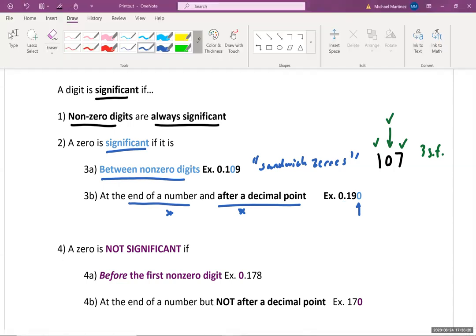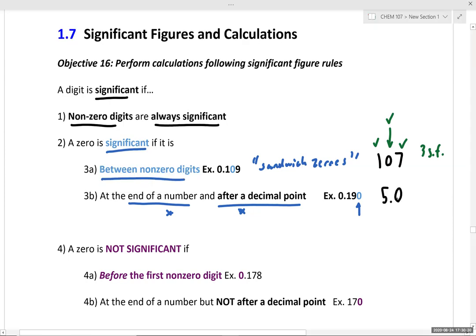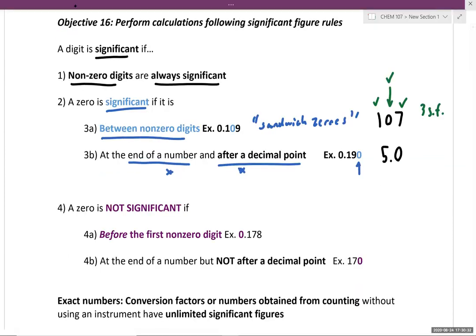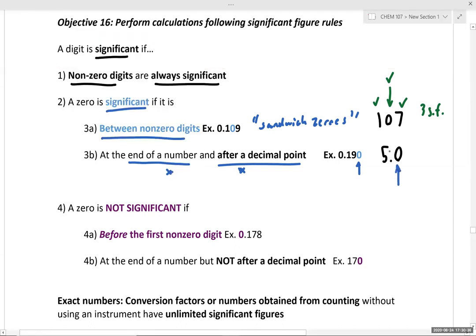The second case where a 0 is significant is if that 0 is at the end of a number and after a decimal point. So it has to meet both of these conditions. Another example of this would be 5.0. If we look at the 0 at the end of 5.0, it is clearly after a number and after a decimal point. So this number would have 2 significant figures, 5 and 0.